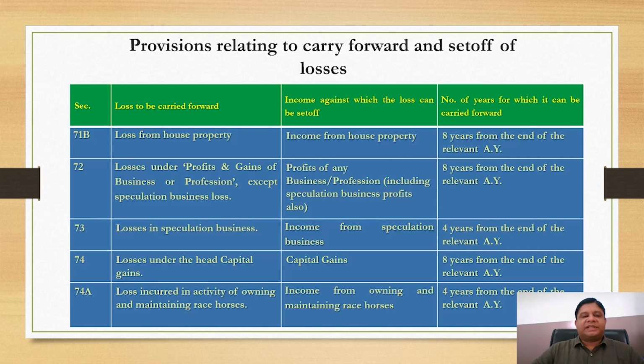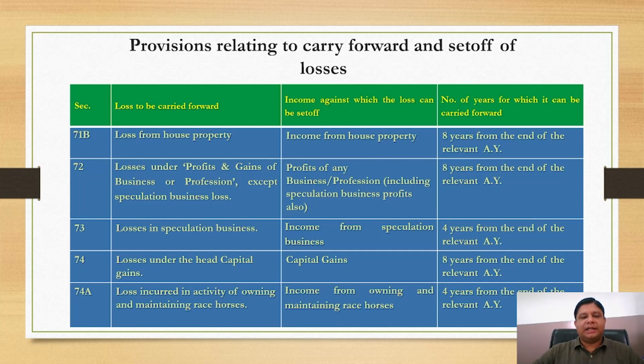In this chart, you will see the first column is about section, the second column is the loss to be carried forward, in the third column is the income against which the loss can be set off, and in the fourth column is the number of years for which it can be carried forward. So let's study one by one the losses to be carried forward. First, loss from house property. Loss from house property can be set off against income from house property only. It is allowed to be carried forward for 8 years from the end of the relevant assessment year.